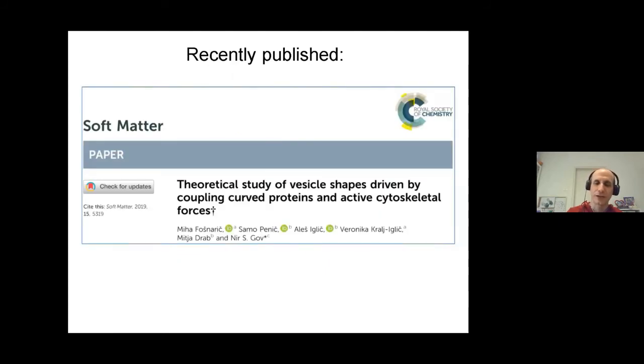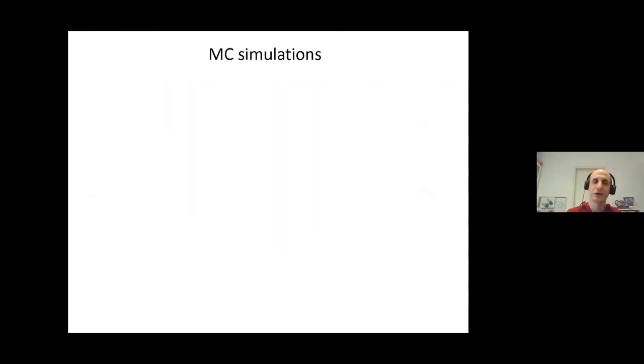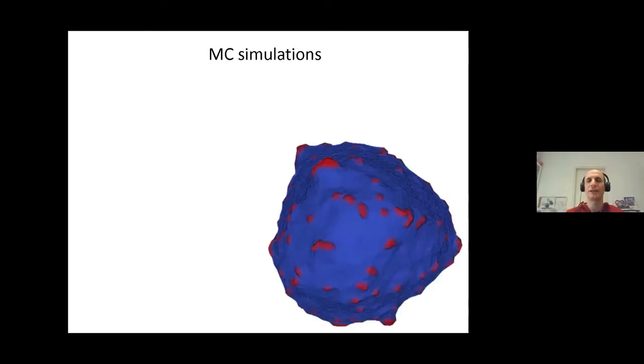And what actually we did here was to go beyond linear stability analysis, which is essentially all that I showed you so far, and go into Monte Carlo simulations of a completely generalized triangulated vesicle, a triangulated membrane. So you can see an example, a snapshot of such a simulation here.